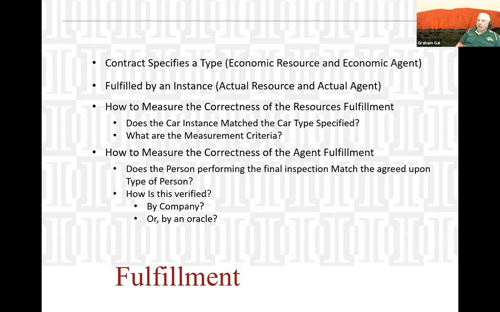Now, the other part that is particularly important for smart contracts on the blockchain is the agent fulfillment. Does the person performing the final inspection match the agreed upon type of person? So let's say, and this is an instance that happened in the United States, was the final inspection performed by a certified engineer? We have an apartment complex, for example. So how is this verified? Because the company who sent the engineer simply gets to say, yes, the person that we sent has those credentials and we have certified them.